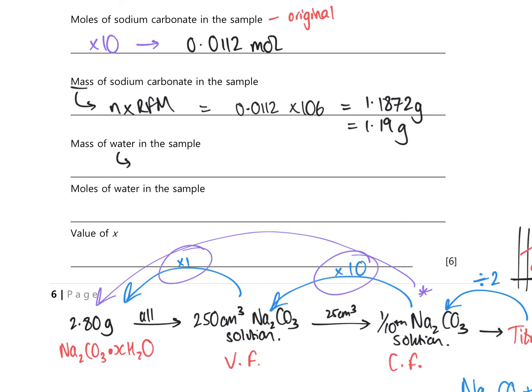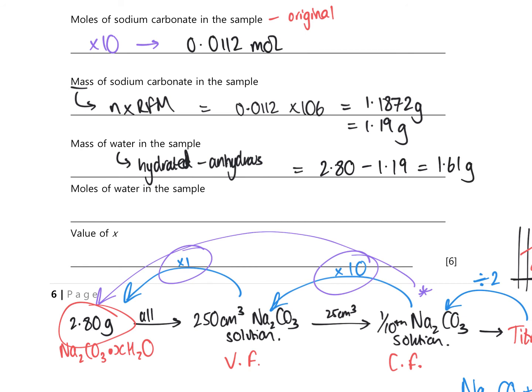Mass of water, that is essentially your hydrated or your original sample minus the anhydrous, which is what we've just worked out. So go back to your original question, or you can see from your diagram here, that we had 2.80 grams in our original sample, minus 1.19 of anhydrous, and that gives us 1.61 grams of water. Moles of water is mass over RFM, which is 1.61 over 18, and that gives us 0.0894 moles.